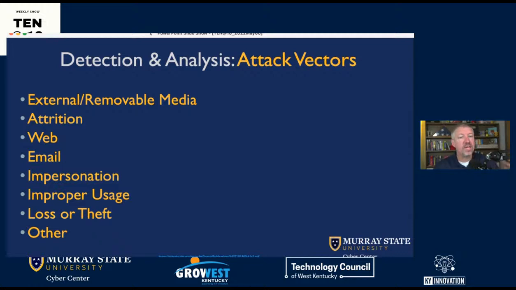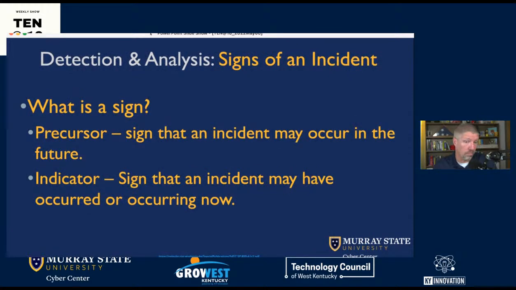So if we think about those attack vectors, again, this section is on detection and analysis. First of all, how do we detect? Or maybe the question is, what do we detect? We're looking for signs that an incident has happened, and there are really two different types of signs that we could look for. We could look for precursors. Precursors are those signs that an incident may occur in the future.